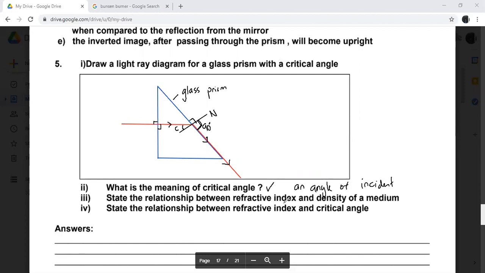State the relationship between refractive index and density of a medium. We realize that whenever the density of a medium increases, the refractive index increases. So when the density of a medium increases, the refractive index increases.